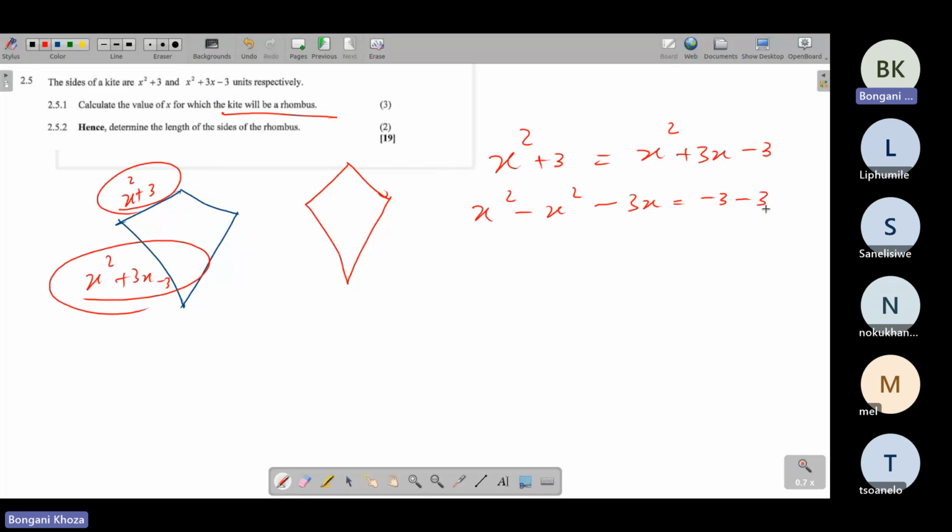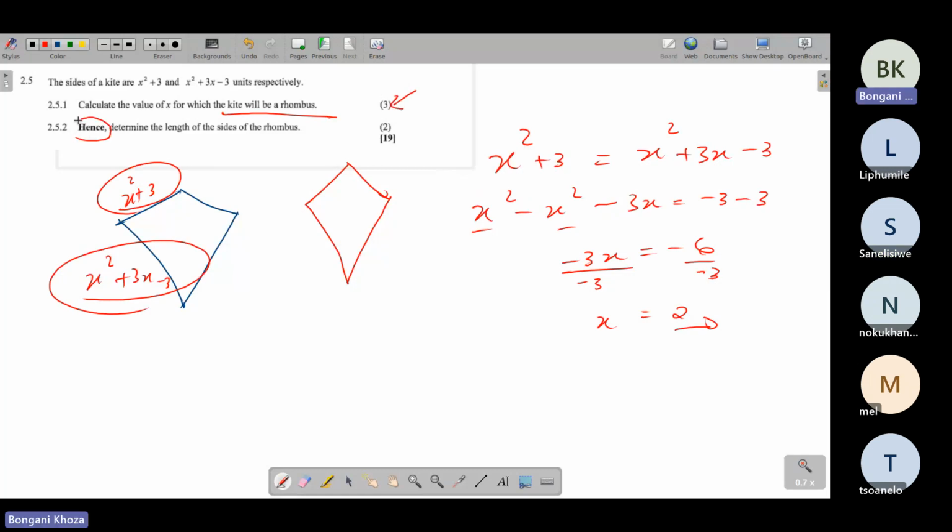This 3 comes this side, minus 3. So this gives me 0, my like terms here. I'm left with minus 3x equals minus 6. I divide by minus 3, both sides. I end up with x equals positive 2, like that. So the value that I have to have for x over here for this kite to be a rhombus has to be 2. So that was my 3 marks.